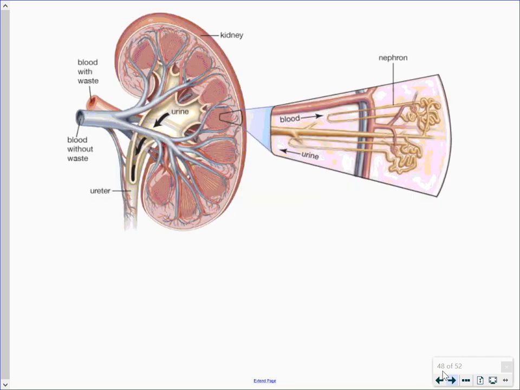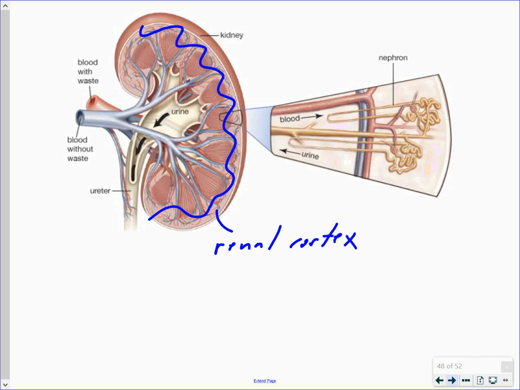This second slide is showing a cross-section through the kidneys, and in the kidneys we can identify several different general areas. Around the outside here, it is referred to as the cortex or the renal cortex, which is the outer part of the kidneys. A little bit closer to the center, around in this region here, we have the medulla or the renal medulla.